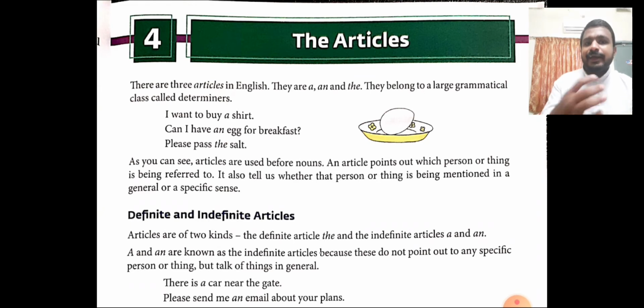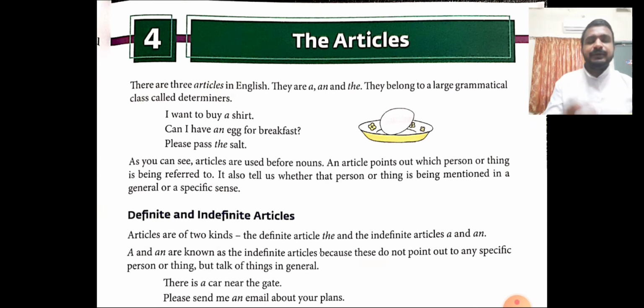As you know, the articles can be divided into two. They are definite and indefinite articles. From the name itself, you can understand what I mean by the definite article as well as the indefinite articles. Now, first of all, let us see about the indefinite articles. A and an are called the indefinite articles because they do not point out any specific person or thing but talk of things in general.